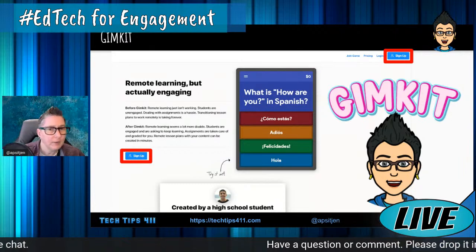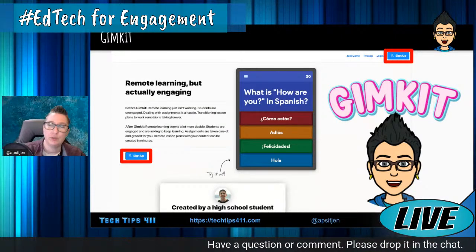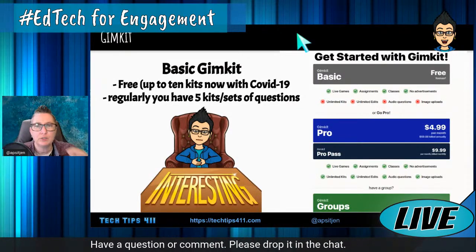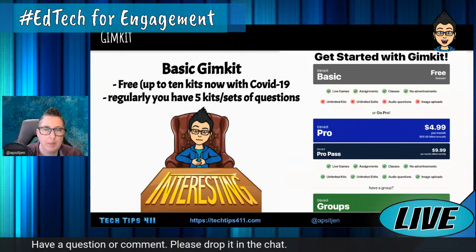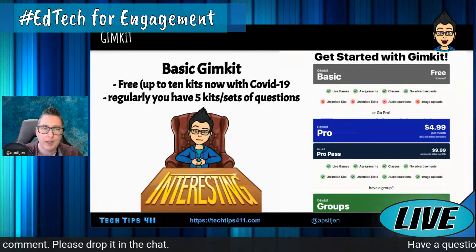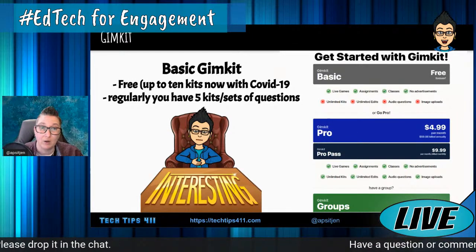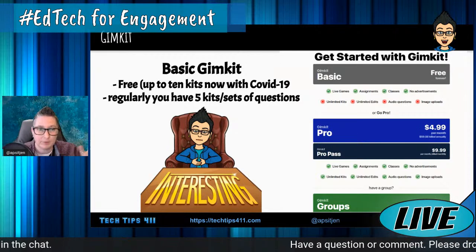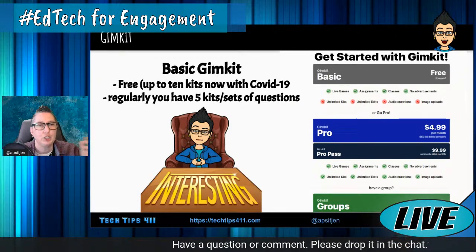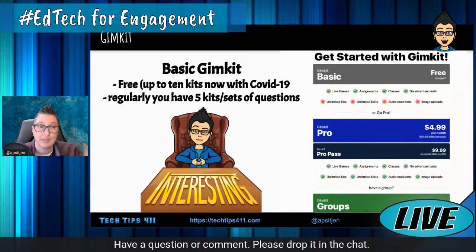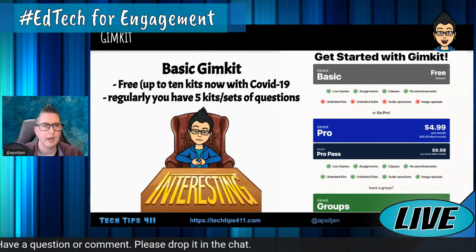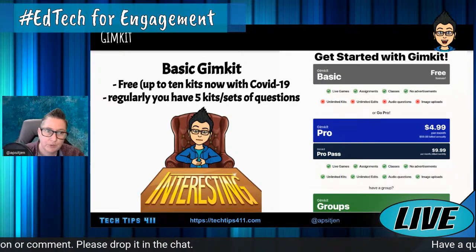So sign up for your Gimkit account for free. There are freemium options. So let's take a look. Under the basic one, which is free, you have some features and you get 5 kits. A kit is considered a game. You get 5. And if you register right now, well, after we're done with this session, and you put in that you are an educator, you will get a bonus 5 kits, and that takes you to 10, because they were giving away a bonus 5 kits with us being out for COVID-19. So go ahead and get your free 5 kits.